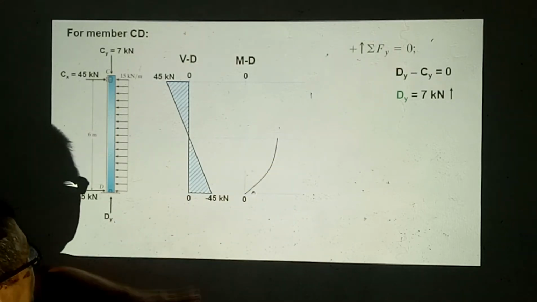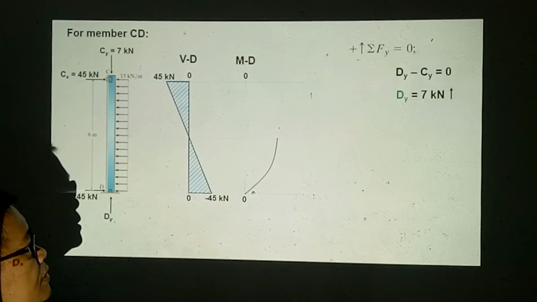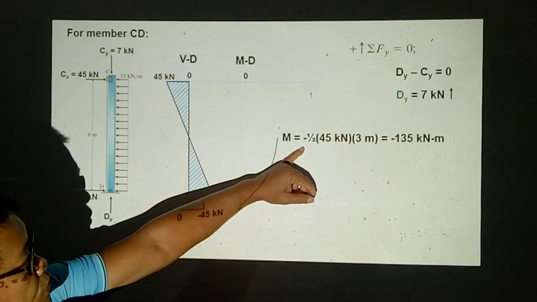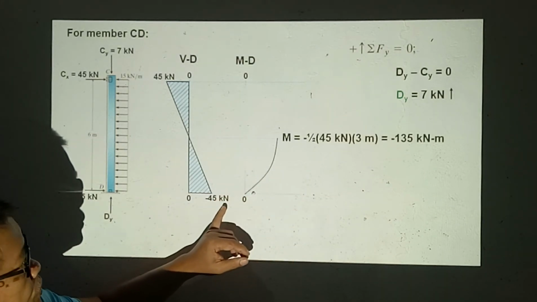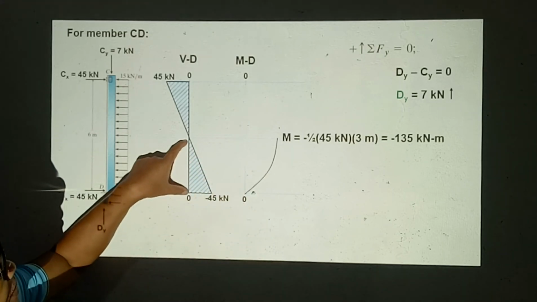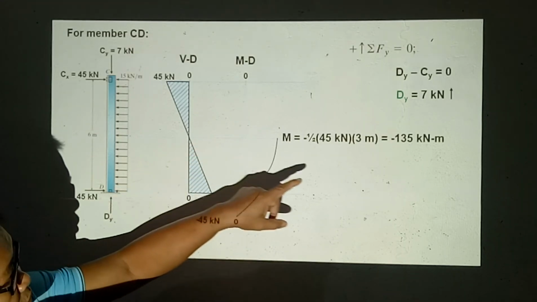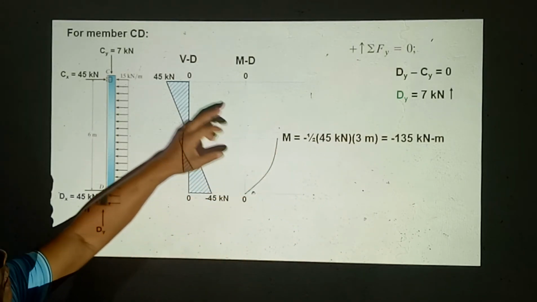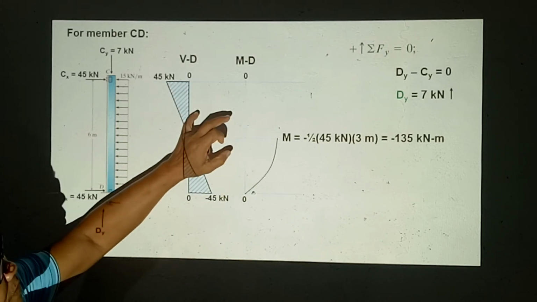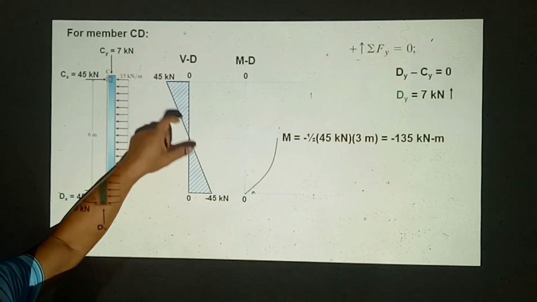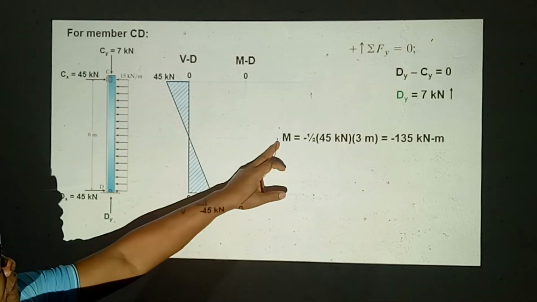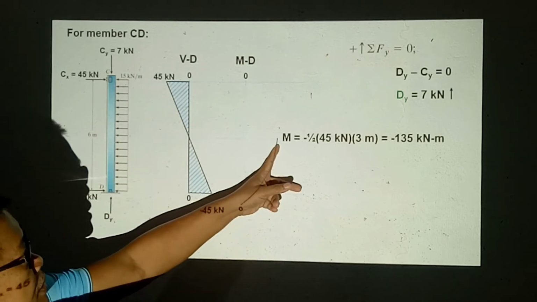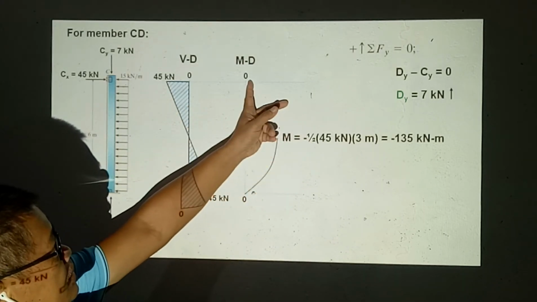It's just like a beam subjected to uniform loading, twisted 90 degrees. The moment is one half of 45 kilonewtons times 3 meters, one half of 6. And then we have negative 135 kilonewton meters. And that value will just be added by this area, as this area is just equal to this area, positive 135. And the moment from here goes back to zero. This is positively increasing. Slope is zero, then gradually increases.